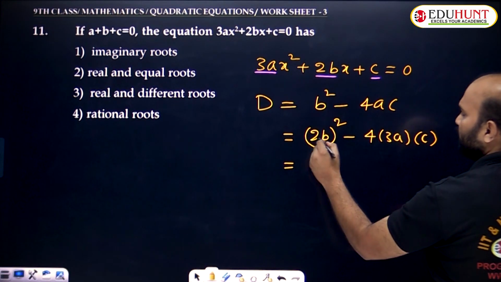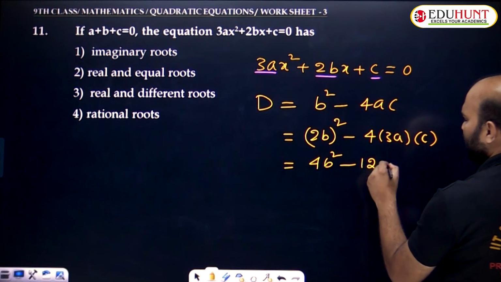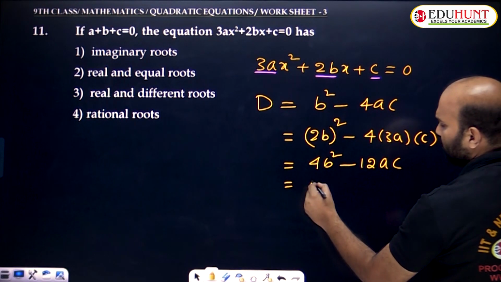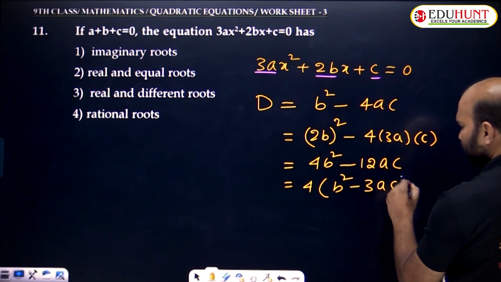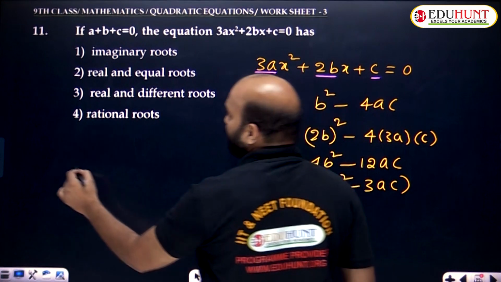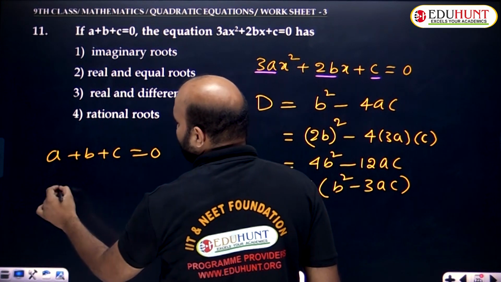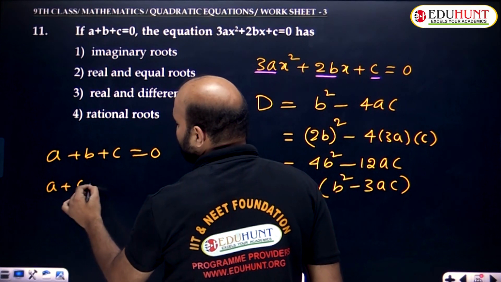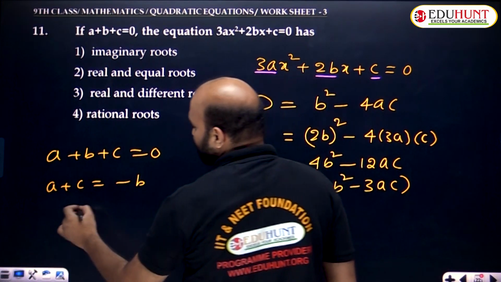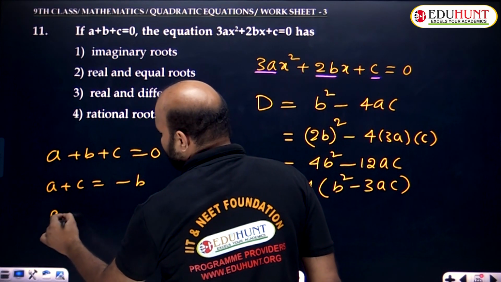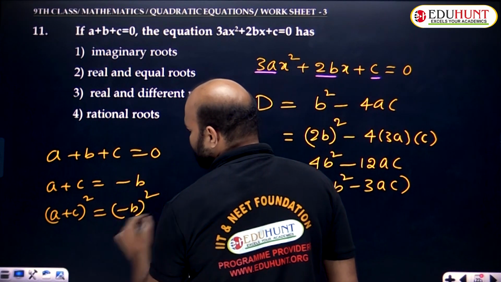It can be written as (2b) whole square, which is 4b square, minus 4 into 3 into a into c, which is 12ac. Taking 4 as common, it becomes 4 times (b square minus 3ac). But one more condition is mentioned: a plus b plus c equals 0. So a plus c equals minus b. Squaring on both sides, (a plus c) whole square equals b square, since minus b whole square is b square.